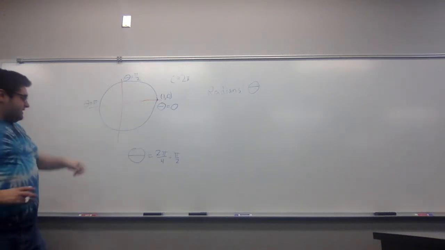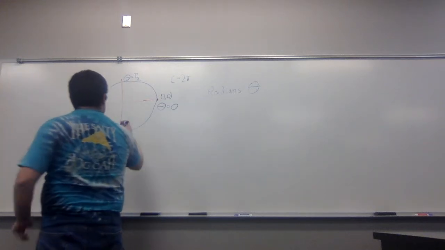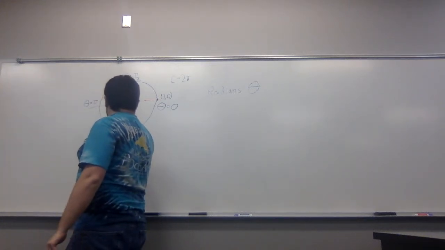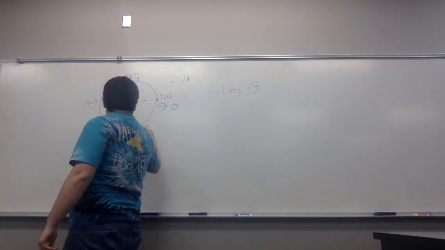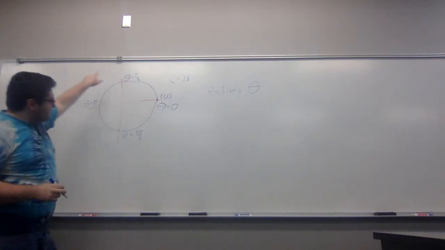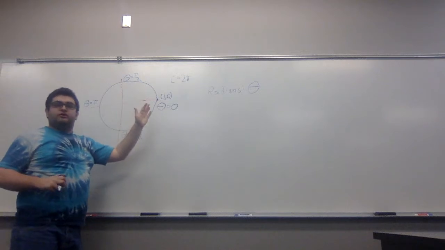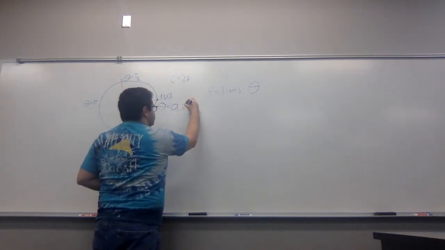Now you might notice a little pattern starting to form. What do you think about right here at this point? Yep, I heard someone in the back say it. Exactly, it'll be 3 pi over 2 radians. And then let's say you go the entire way around the circle. Well, then that would mean that you have gone 2 pi radians.